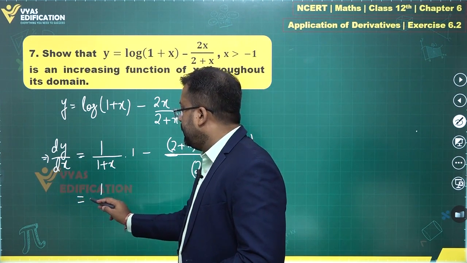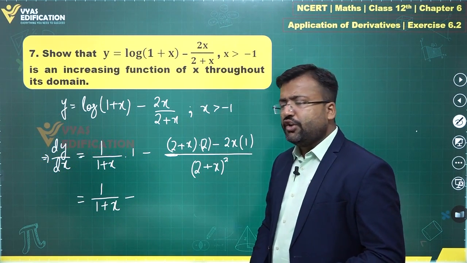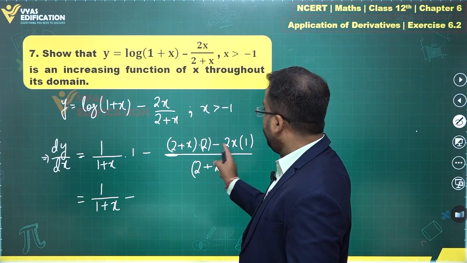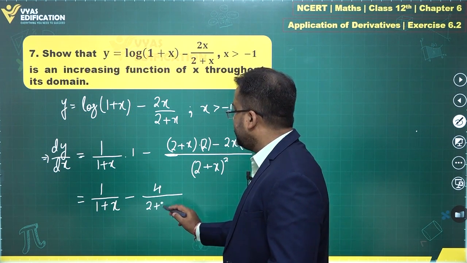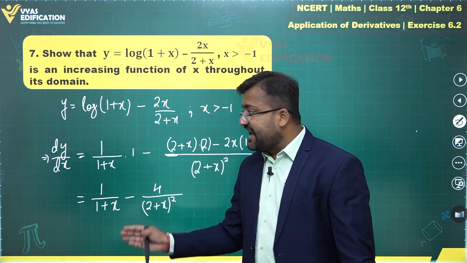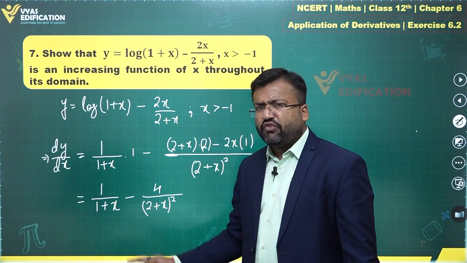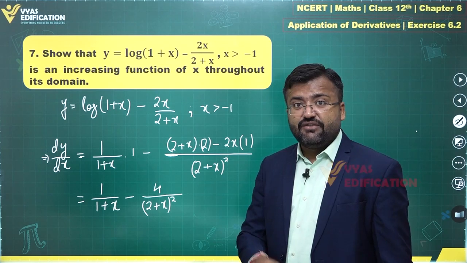What will this be equal to? 1 upon (1 plus x) is what I get, minus. What is this in the numerator? Let's see. This is 4 plus 2x minus 2x. So, this becomes 4 upon (2 plus x) whole square. Can we comment about the sign of this from here? No, not yet. Let's try to simplify this further and see where that takes us.